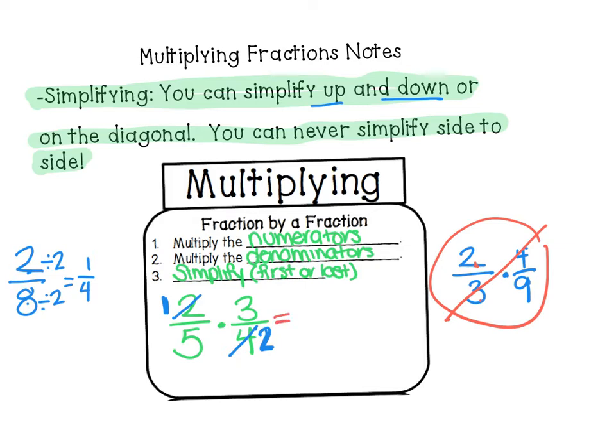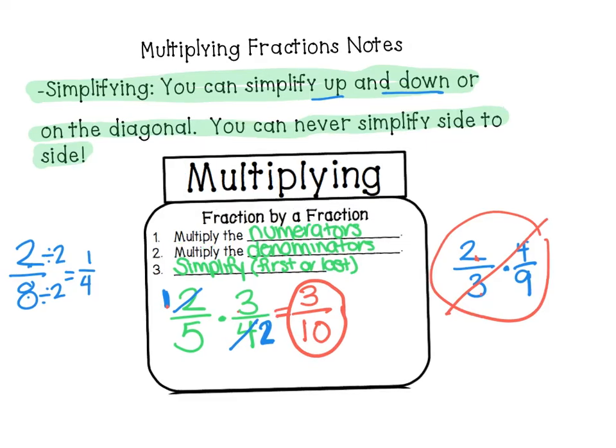Now that we've simplified, we can multiply through. So we've got 1 times 3, which is 3, and 5 times 2, which is 10. And the nice thing about simplifying ahead of time is since we've simplified first, our answer should be in simplest form when we're done multiplying. So 3/10 is our final answer.